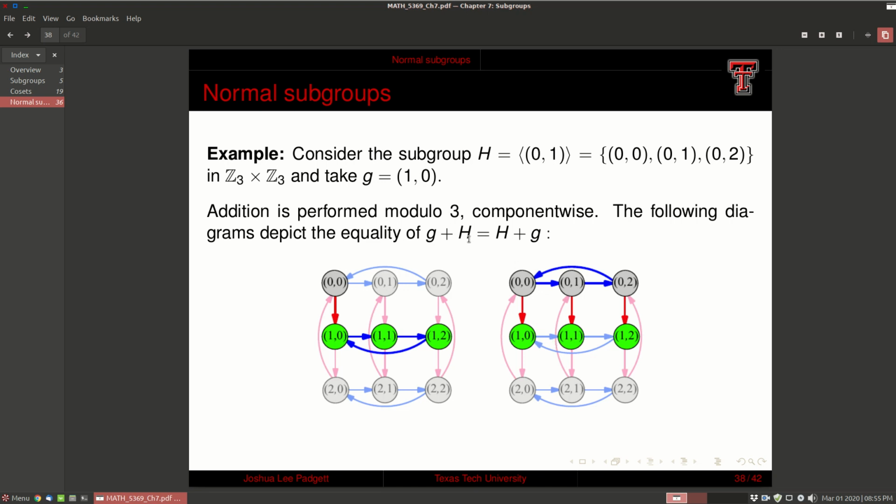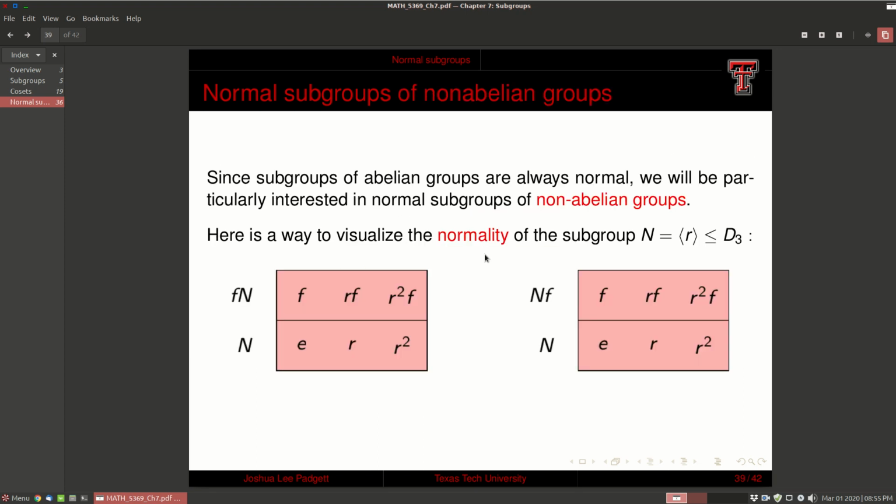So I haven't proven that it's a normal subgroup. I've simply shown you that the left and the right cosets are equal. I would then need to take every single other object in the group and do the same thing to prove that it was normal. Now, since subgroups of abelian groups are always normal, pretty much we're always interested in subgroups of non-abelian groups.